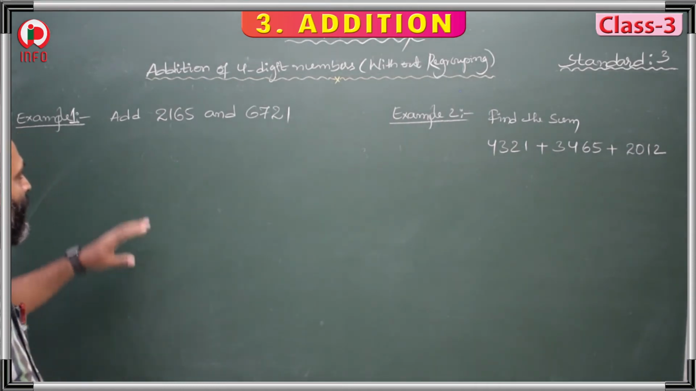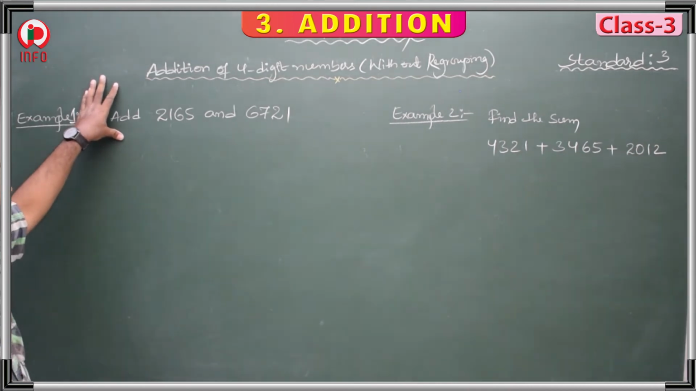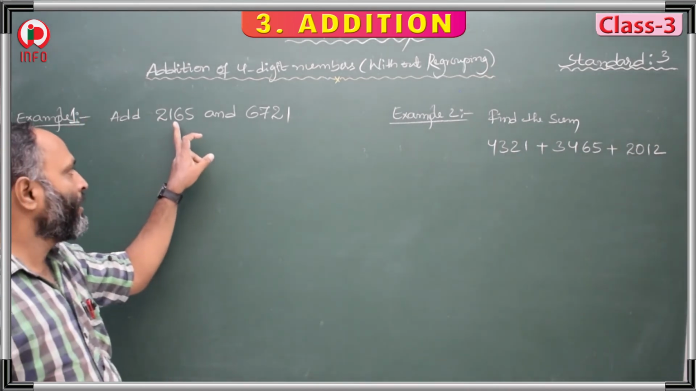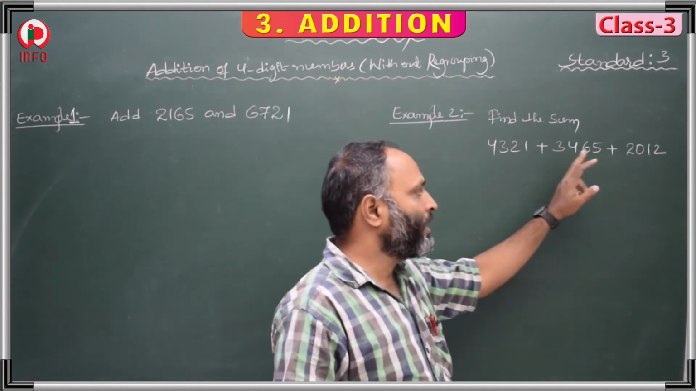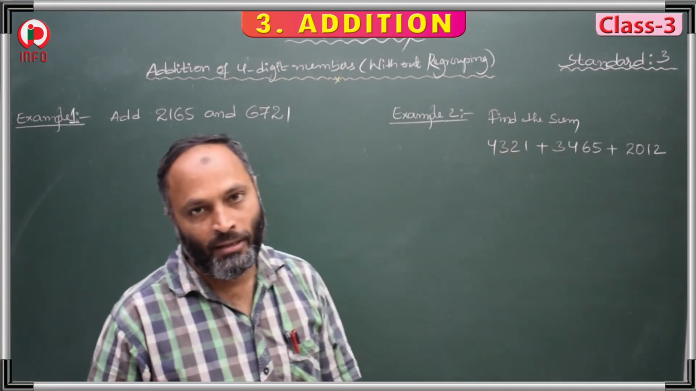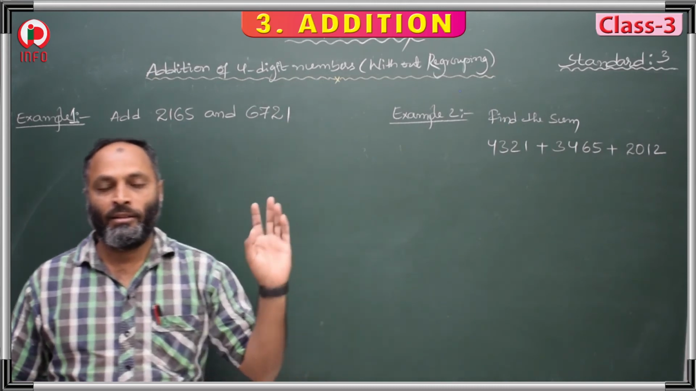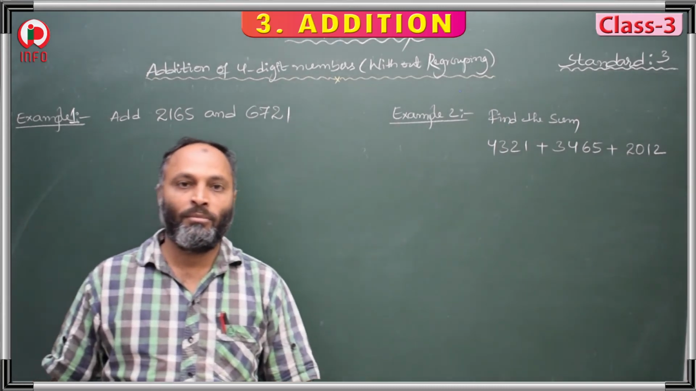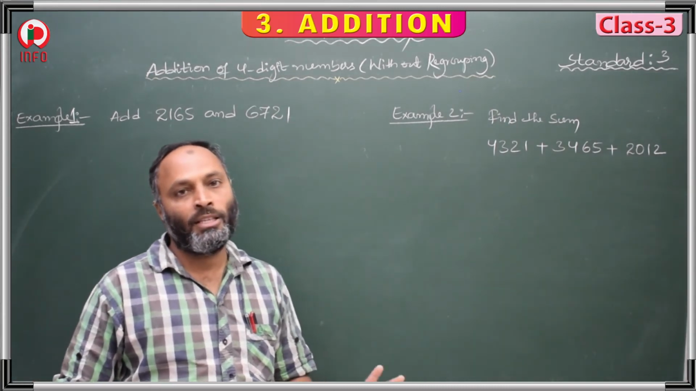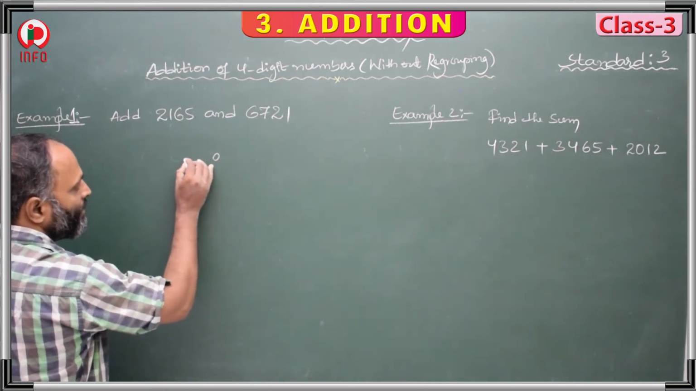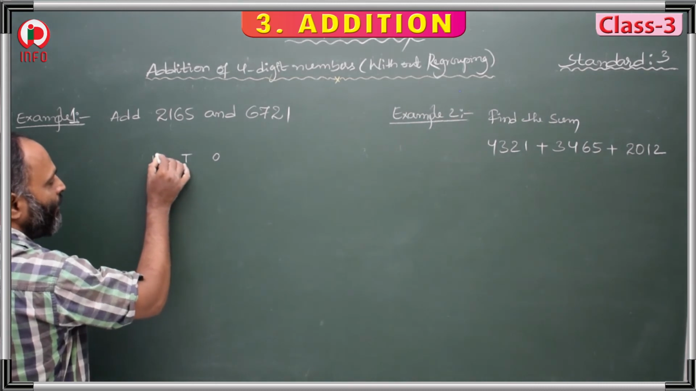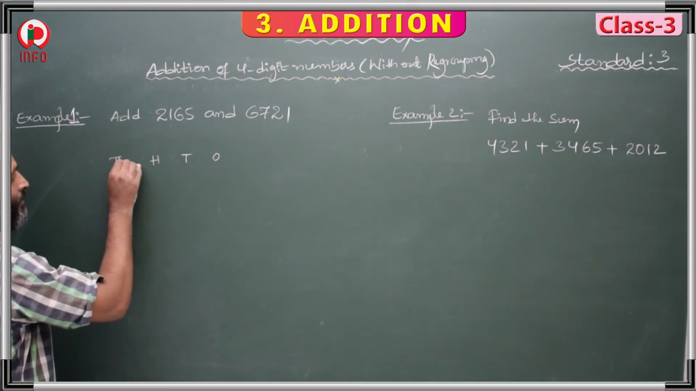Now here 2 examples were given. In the first example 2 addends were given. In the second example 3 addends were given. In the same pattern, the method we followed in 3-digit numbers, we have to follow in 4-digit numbers also. First we have to write the place values: ones, tens, hundreds and thousands.